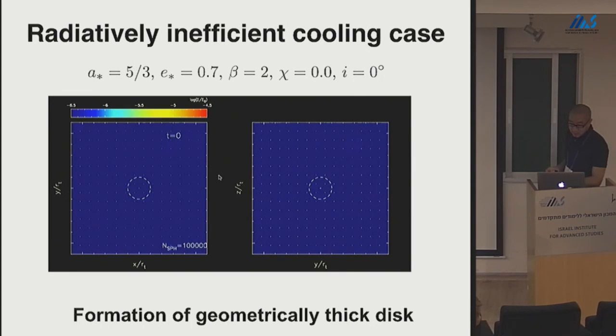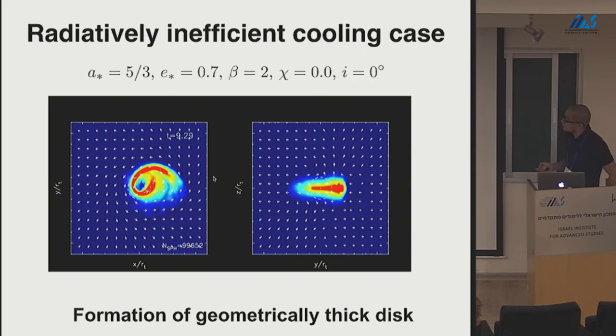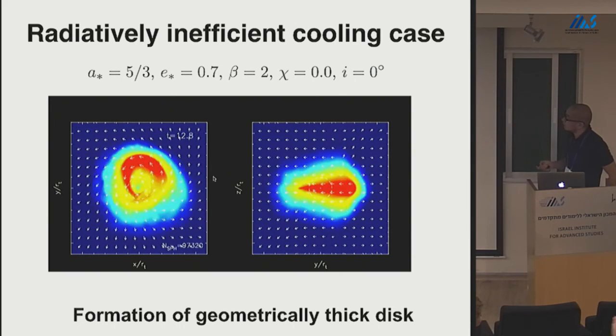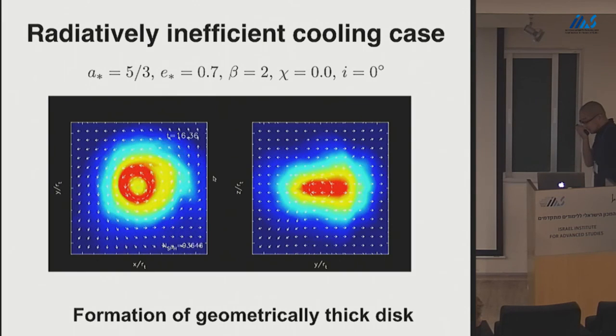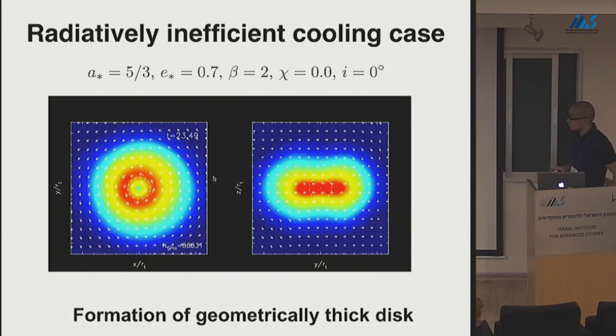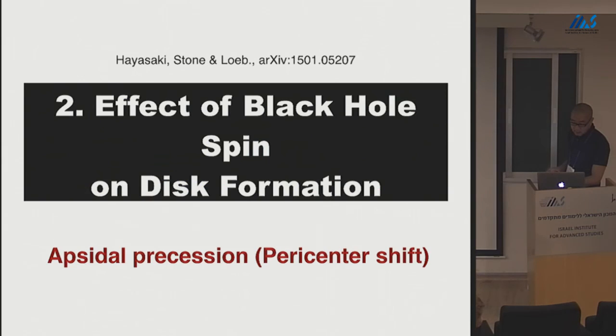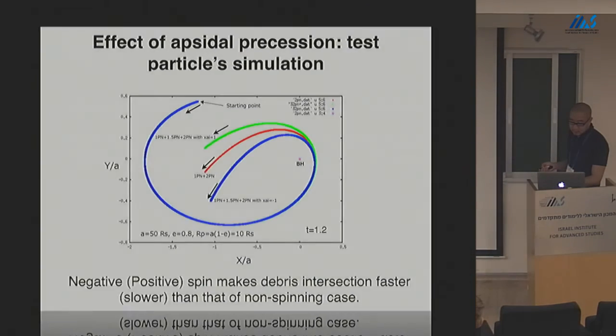Okay, so this is the radiatively inefficient cooling case, the same simulation but for the radiatively inefficient cooling case. So you can see the formation of a geometrically thick disk. And the effect of black hole spin, especially Lense-Thirring precession, in this formation.